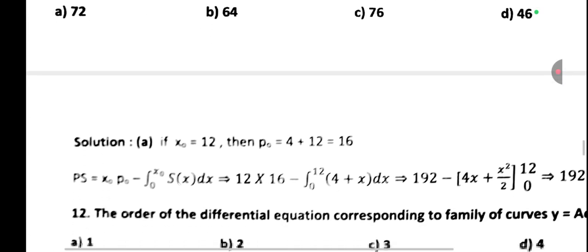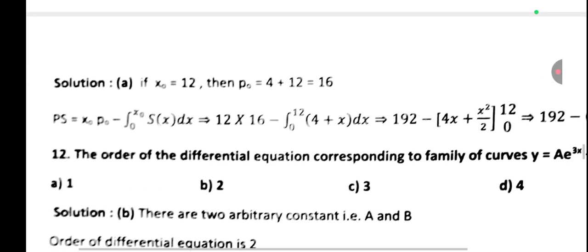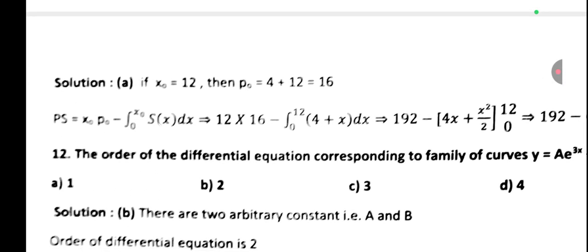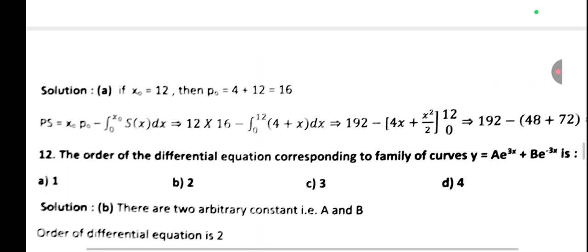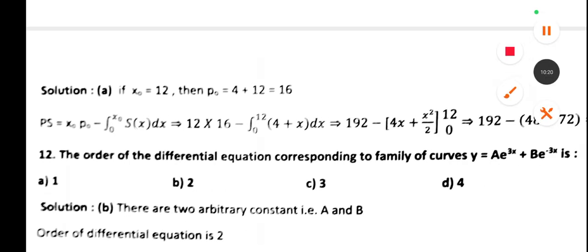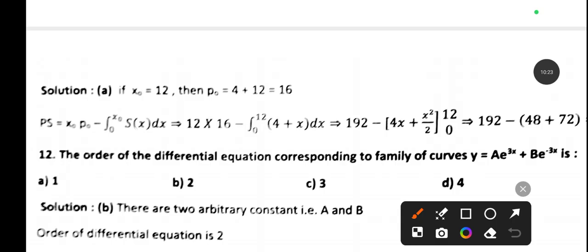Then the 11th one, supply function produces surplus. They even asked in MCQ. So producer surplus, I hope we all know the formula. So what is the formula for producer surplus? Check, children. We are expecting consumer surplus and producer surplus in 3 mark, 5 mark, 4 mark questions. They asked in MCQ. The formula is x naught p naught minus integral 0 to x naught supply. Then substitute.